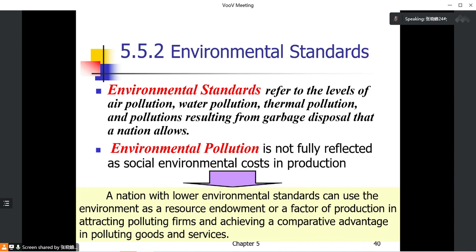Environmental pollution is not fully reflected as social environment costs in production. A nation with lower environmental standards can use the environment as a resource to manufacture production, attracting polluting firms and achieving a comparative advantage in goods and services.